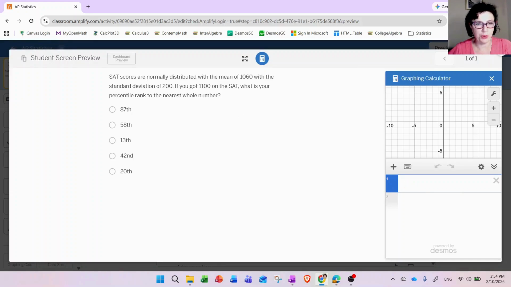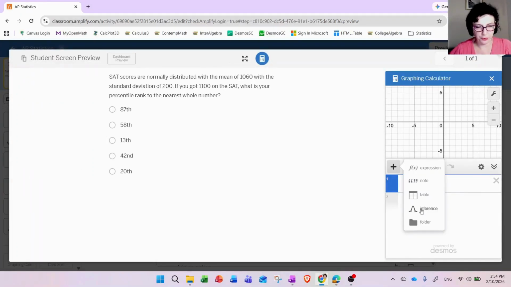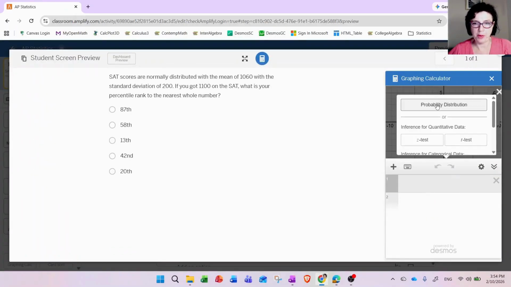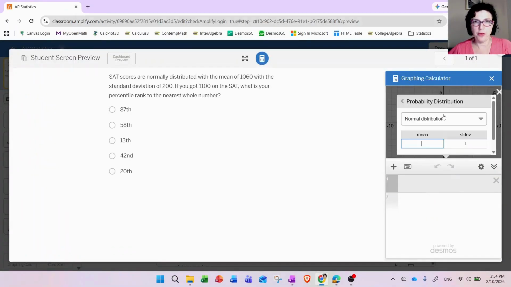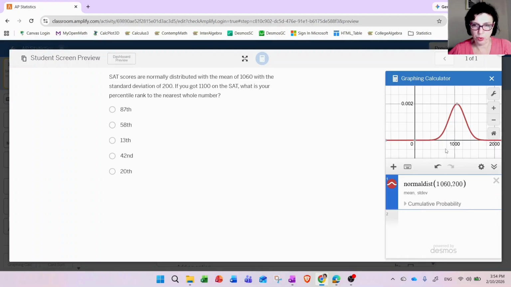Now, because this is a normal distribution, let's go ahead and get there. So how do you get there? You're going to click on the plus sign right here. Then you're going to go to inference. There it is. And then you click on probability distributions. The very first distribution that pops up is the normal distribution, which is what you need. And you are told that the mean is 1060 and the standard deviation is 200. That's all you do. And then you just scroll down and click create distribution.